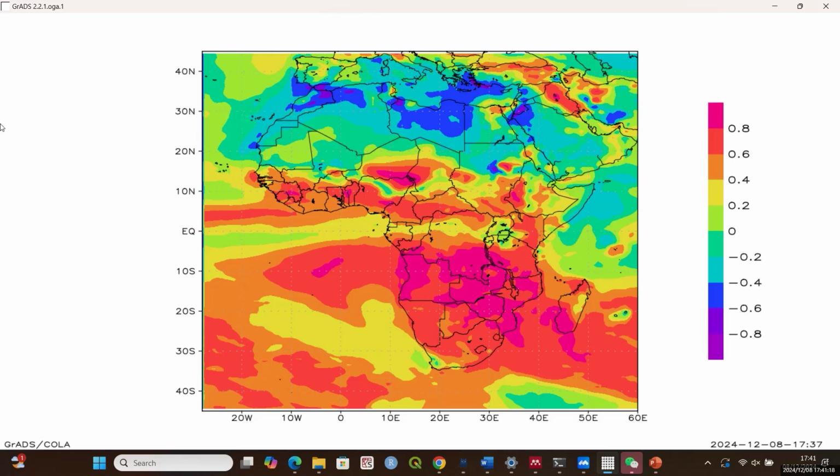Which means in CDO, we do CDO, then what? We want to divide. Then we have model dot nc and observed dot nc, and you get to a file here, X. Then, later on, you can just do CDO mulc, comma, you multiply by 100. Then your in file is X, and your out file is xx.nc.